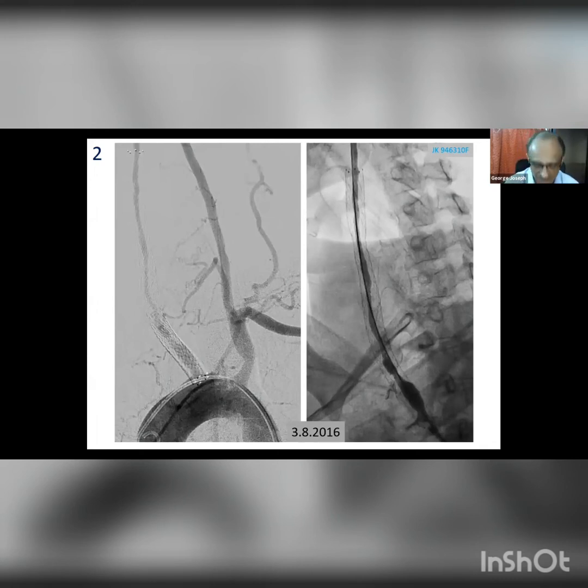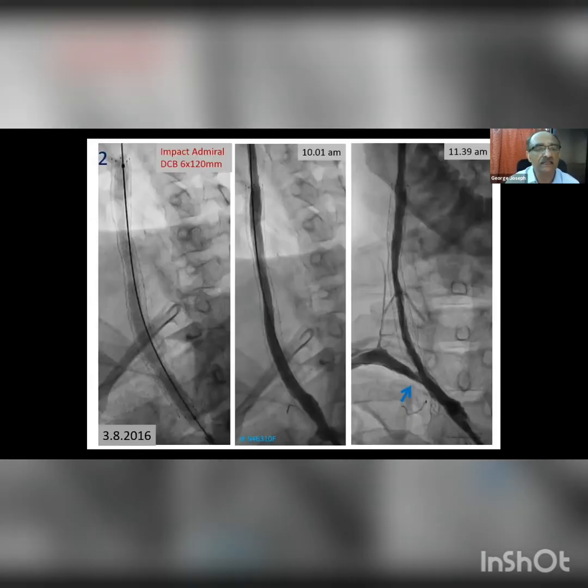So we wired this long stent and did a balloon dilatation, and then followed that up with a drug-coated balloon, the Impact Admiral, 6 millimeters in diameter and 12 centimeters in length. And immediately got a very nice result. And then we went to work on another couple of lesions. And when we came back an hour and a half later, we found that there was significant recoil of the intima, although the flow was very good.